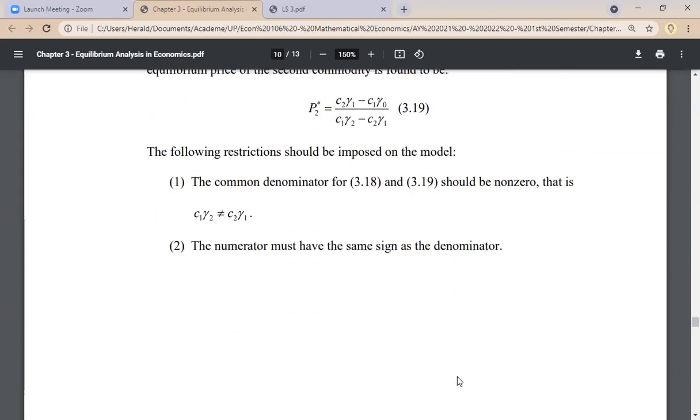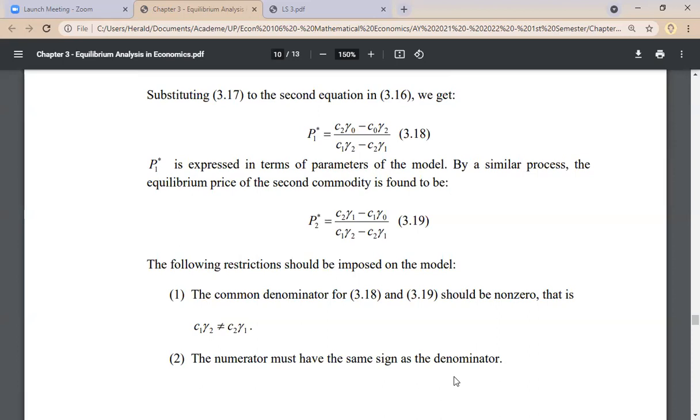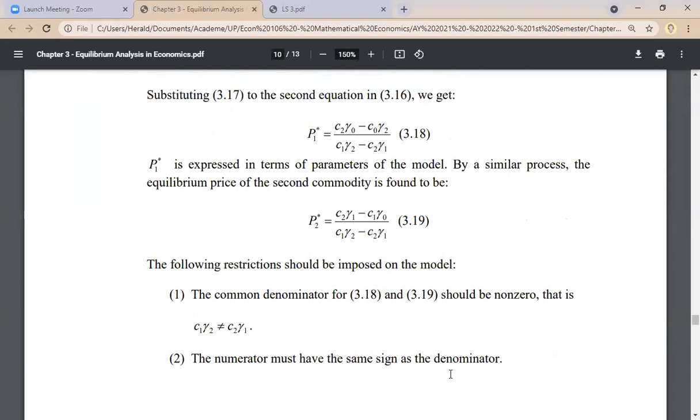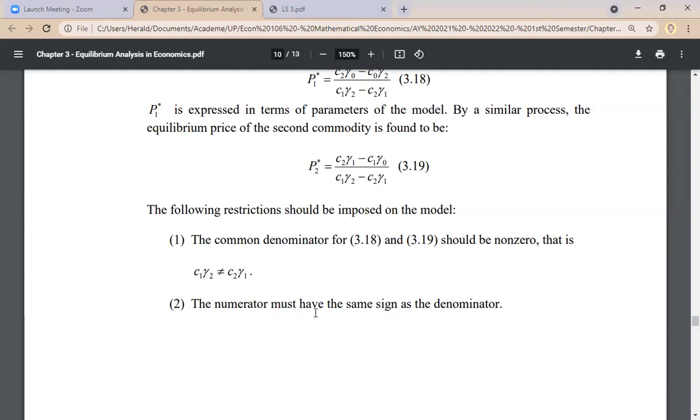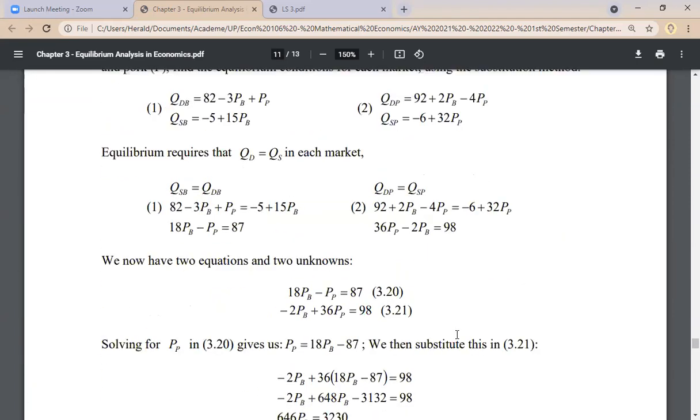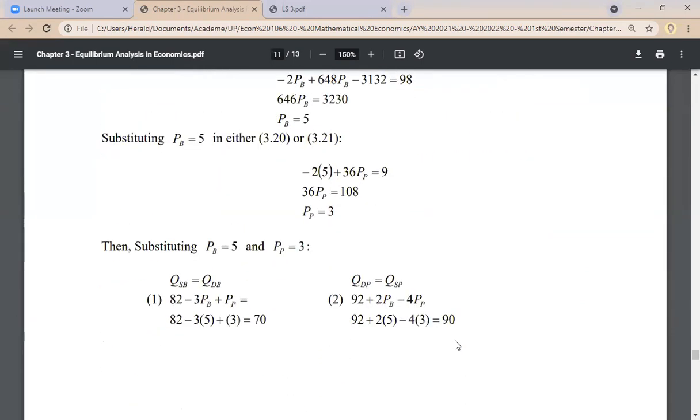Okay, here are some restrictions that were imposed in the model. The denominator should not be 0, and it should also not be negative. Okay, and also it must have the same sign as the denominator. Okay, I'll end my discussion on the general parametric terms before I proceed later on to the numerical example.